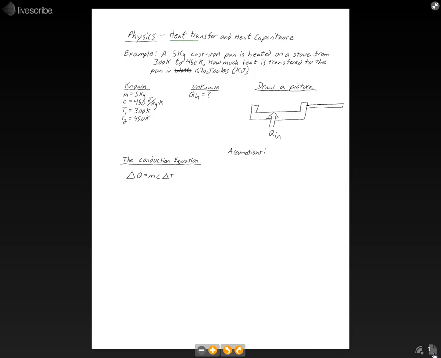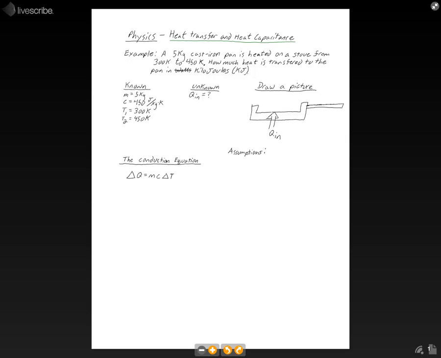Physics, heat transfer, and heat capacitance. So to describe this, we have an example here of a 5 kilogram cast iron pan being heated on a stove from 300 Kelvin to 450 Kelvin. How much heat is transferred to the pan in kilojoules, or kJ?